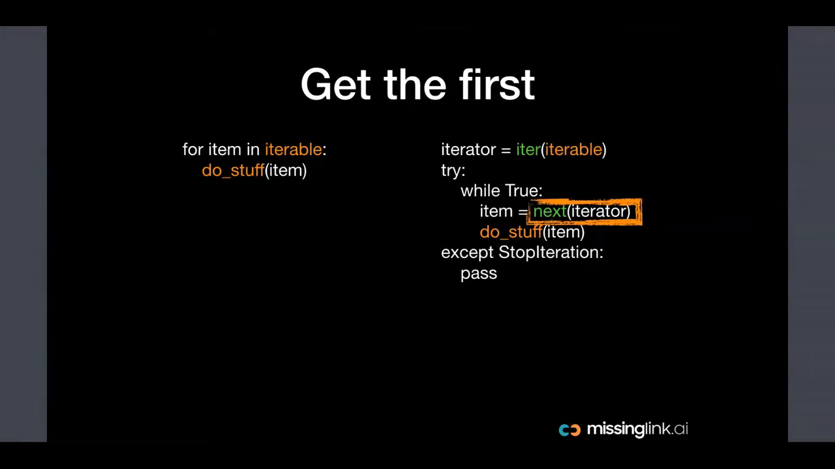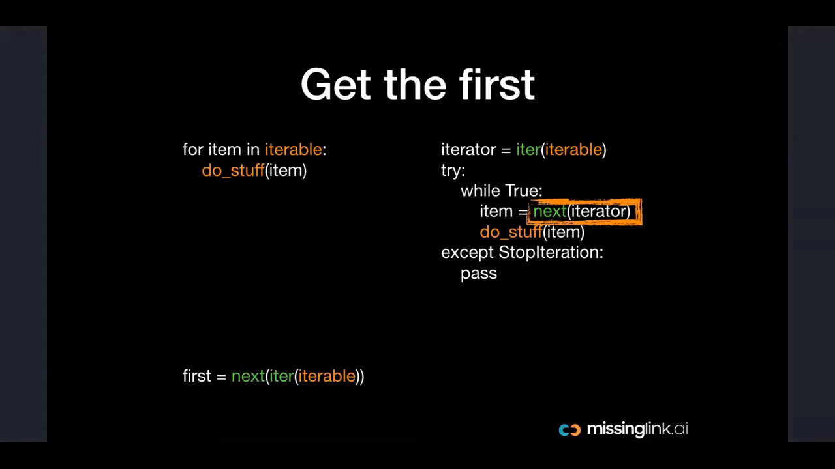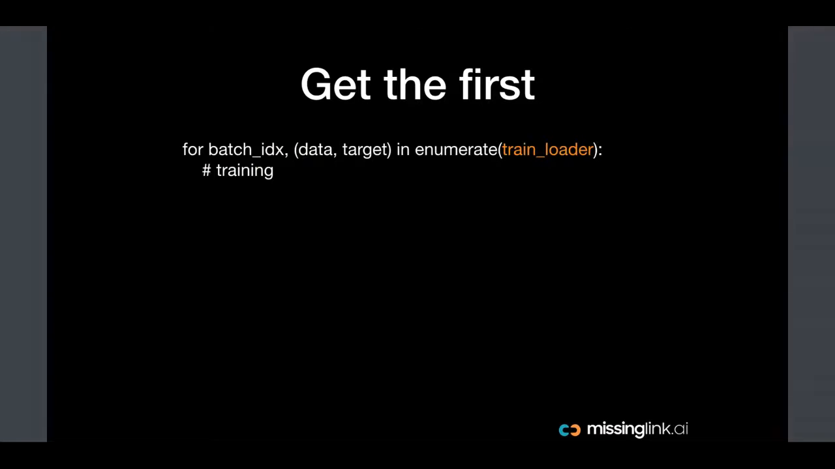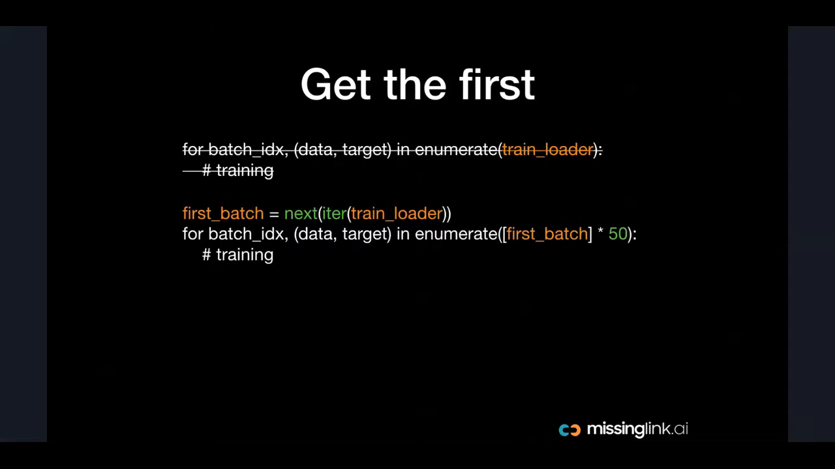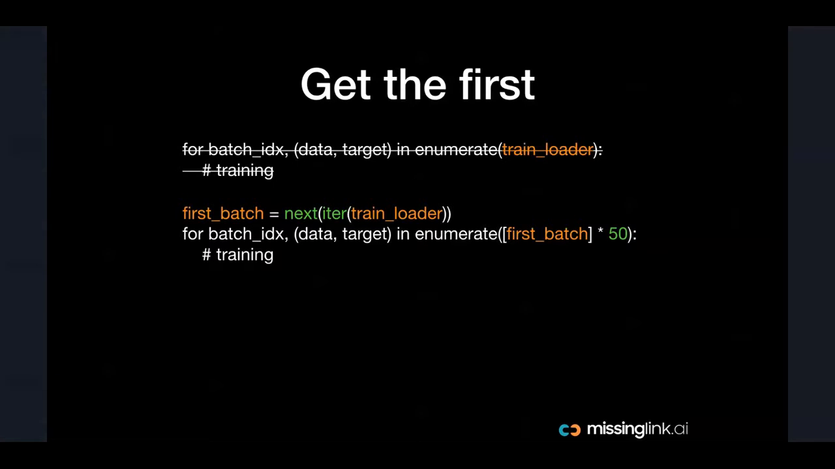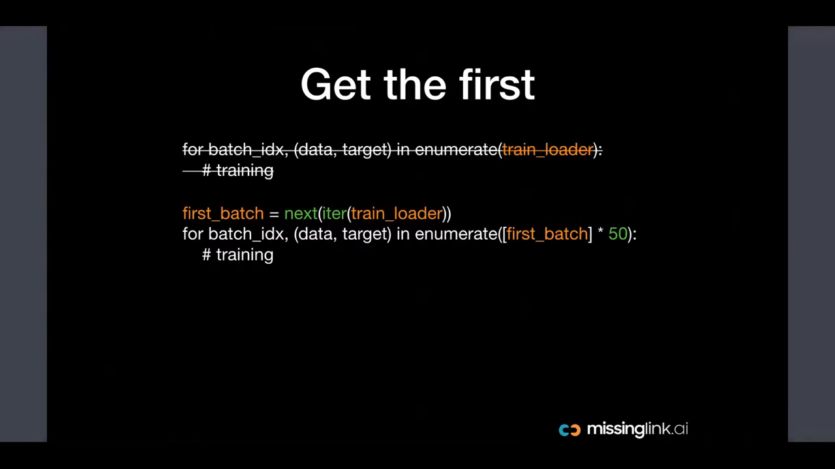So if we just want to get the first thing out of the iterable, we can do the same trick, but we only call next once. So we do iter to get the iterator, and then next, and you notice I assigned that into a variable called first. In PyTorch, this is what the training loop often looks like. So to get the first batch, we'll replace this with that next iter trick. You can see I assigned the next iter into a variable called first batch. Then, to iterate, I made it look like I have 50 copies of this batch. An alternative would be to use a while loop if you want it to go on forever, but I wanted to compare specific experiment lengths, so I multiplied the batch by 50.